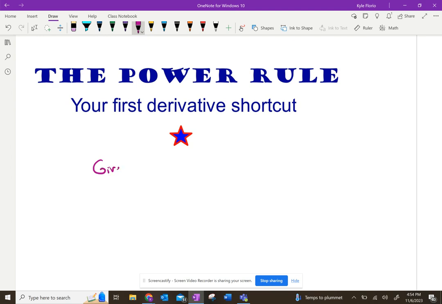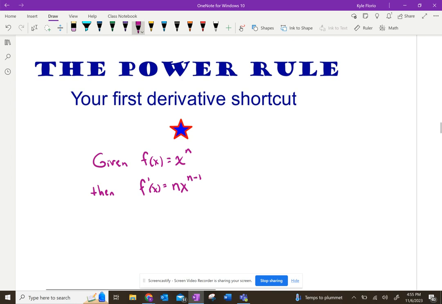If you're given a function of the form x to some power, then if I want to take the derivative of that, the derivative turns out to be whatever the exponent is, you multiply that by x, and the exponent drops down by 1 degree. And that's it. If you're given a power function, the derivative is going to be that power times the function, and then you subtract 1 from the degree. And that's our power rule.